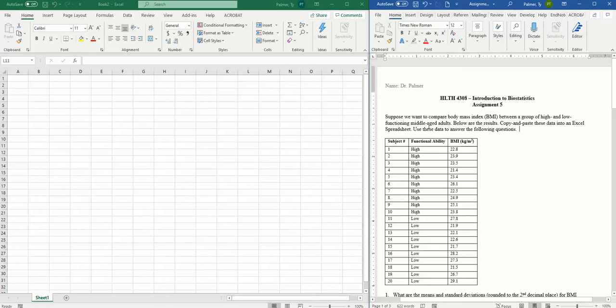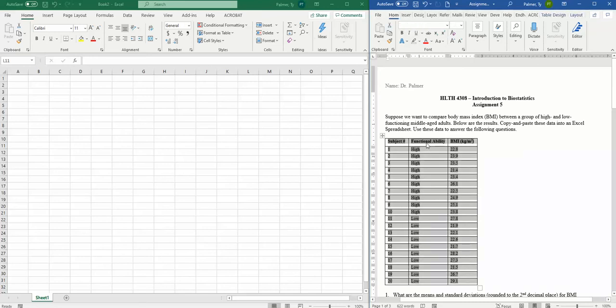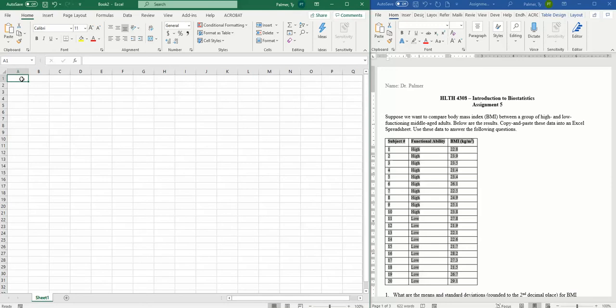It's BMI, in high and low functioning groups, but your data is going to be in older adults. Below are the results. Copy and paste these data into an Excel spreadsheet and use these data to answer the following questions. Okay, so let's go ahead and do that. Let's copy and paste our data over here into our Excel spreadsheet.